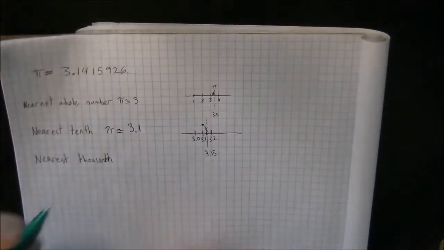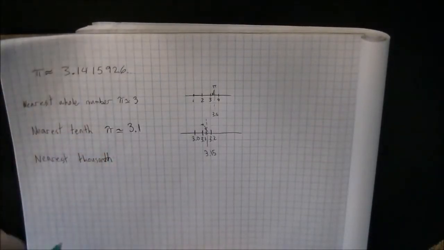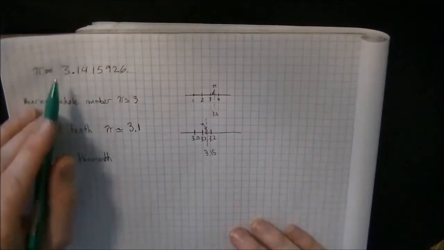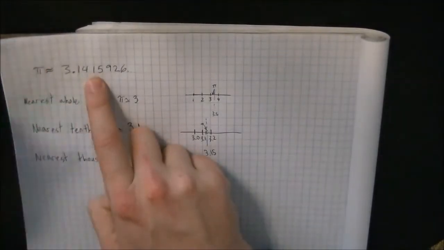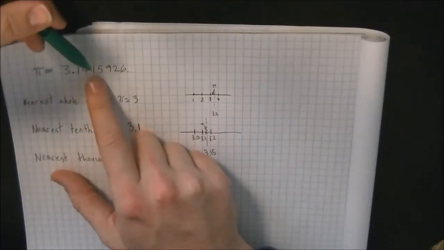Thousandths. There we go. So what we've got now is 3.1415. 1 is the thousandth, right? So tenths, hundredths, thousandths.